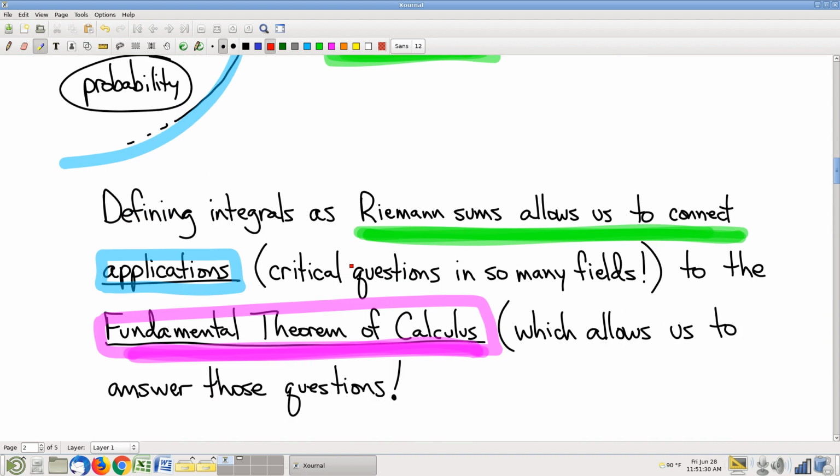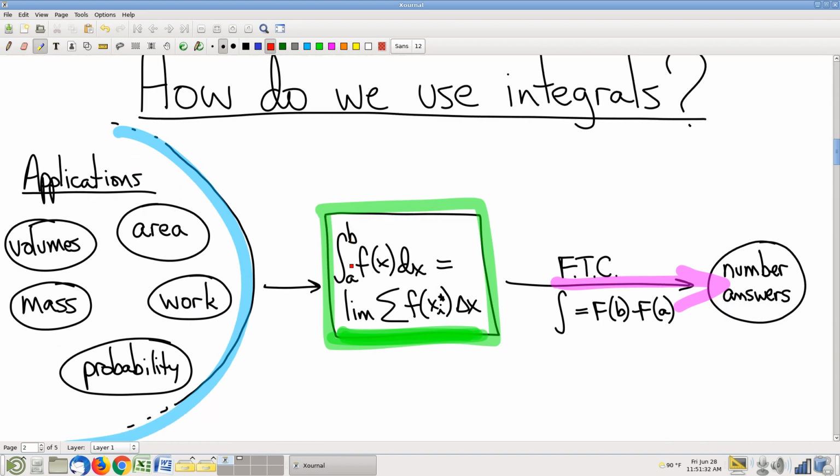Okay, so importantly, here's how integrals connect to applications. The applications connect to Riemann sums, and we compute those Riemann sums, aka integrals, with the fundamental theorem of calculus. You've got to have the Riemann sums.